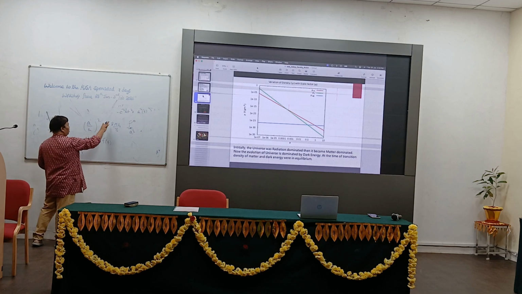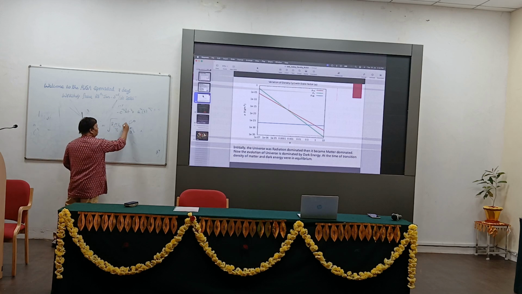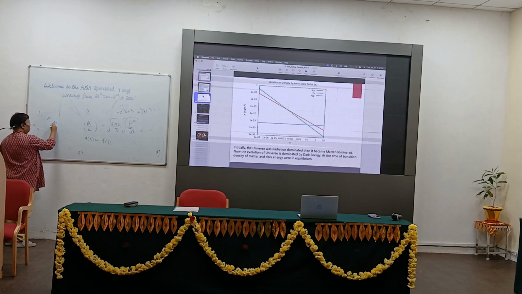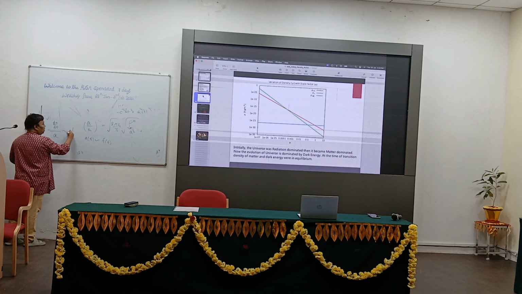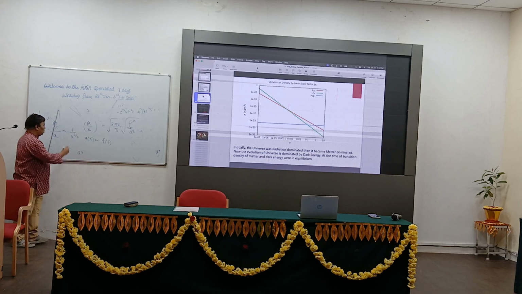First take the square root. A dot square is this, so this is the square root here, and this is the square root here. Now A dot, which is dA by dt, divided by A is proportional to A to the power 3 by 2. Right? Square root, 1 by A to the power 3 by 2.